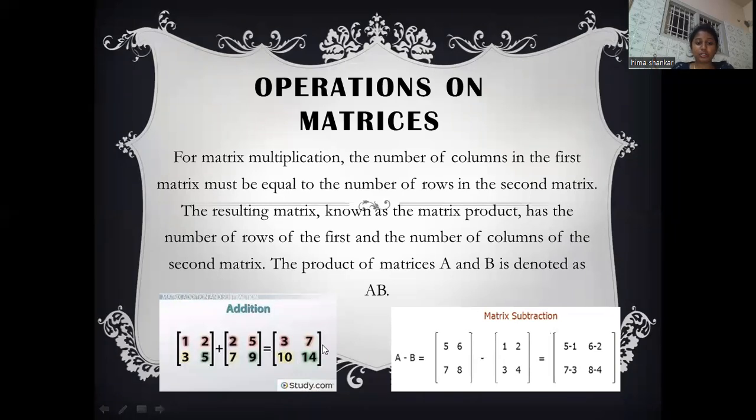Even the subtraction goes the same way as the addition. A minus B, that is, the A matrix first element is 5 minus the B matrix first element 1, that is 5 minus 1 is equal to 4, and then A minus B goes to 6 minus 2, and then 7 minus 3, 8 minus 4. So this comes with the subtraction and addition of the matrices.